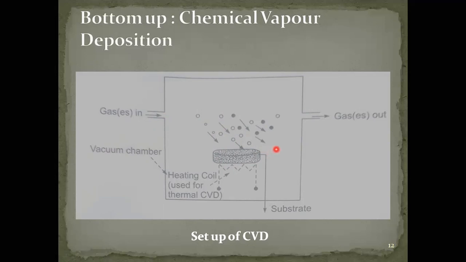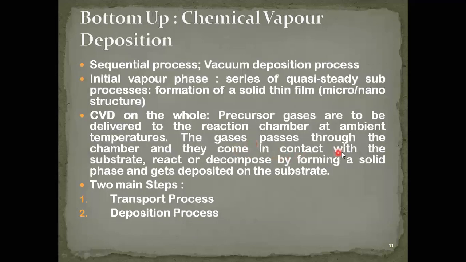So what happens in chemical vapor deposition? The gases you prefer, that is some X and Y, you impose from here. They pass through the chamber, and many of the vapor molecules come and adhere on the substrate and finally get deposited on the substrate, and the remaining gases go off. This is a blunt view of CVD. They react or decompose, forming the solid phase, and get deposited on the substrate. So that is a blunt view.